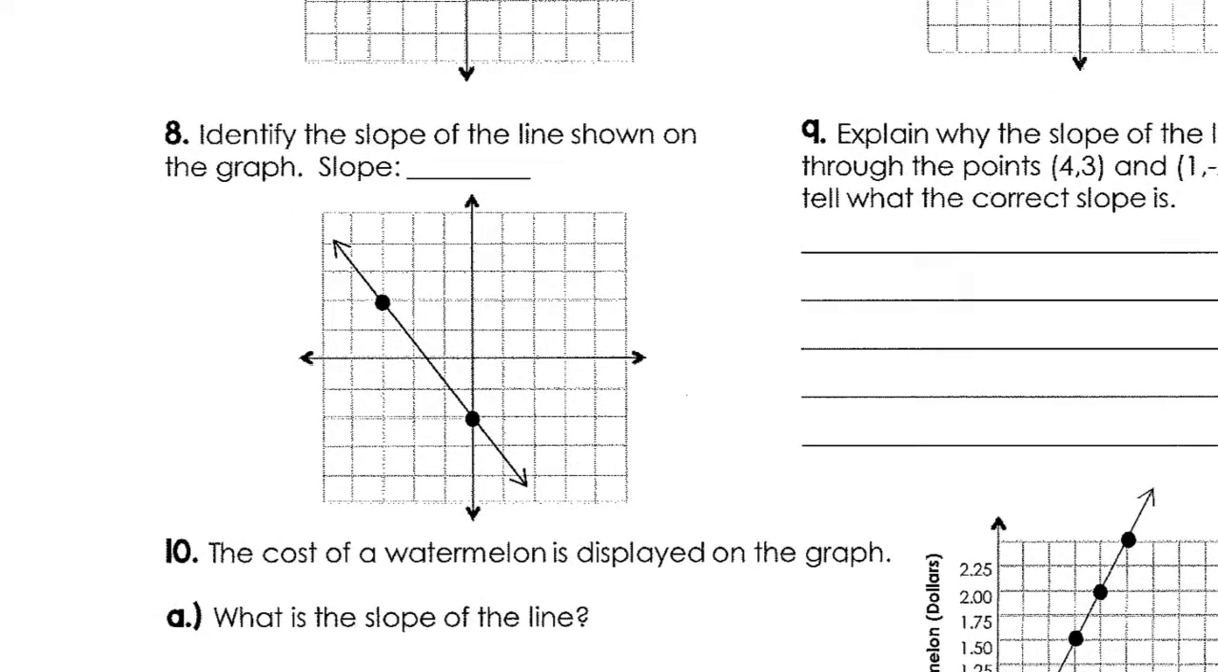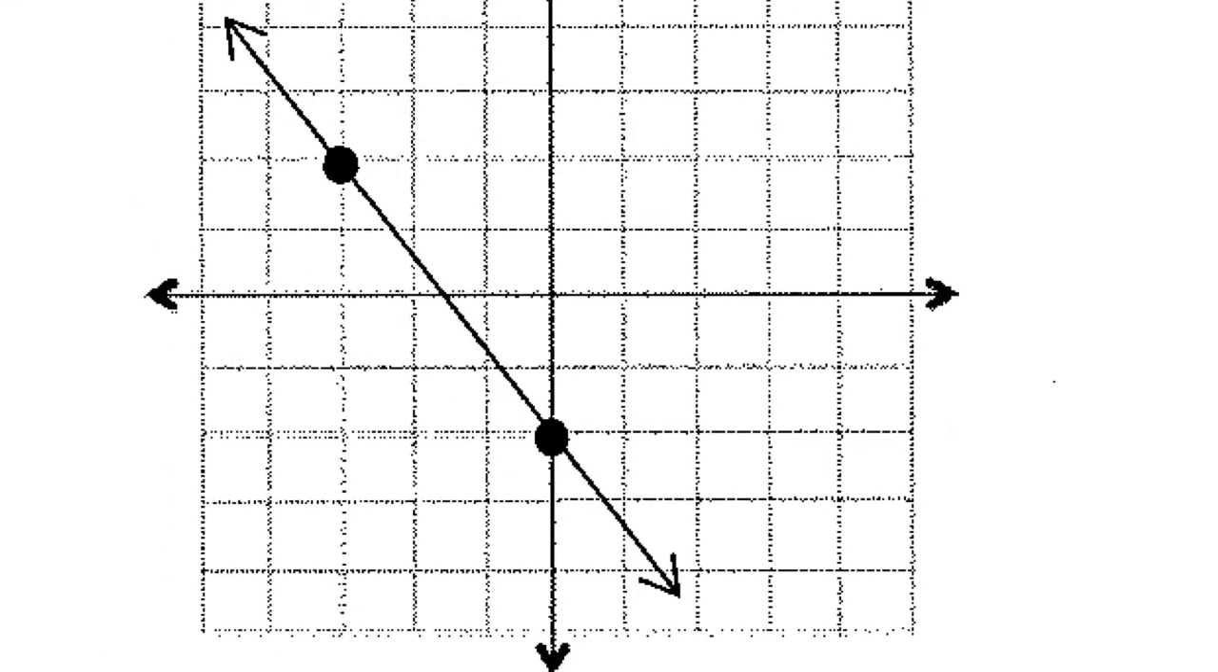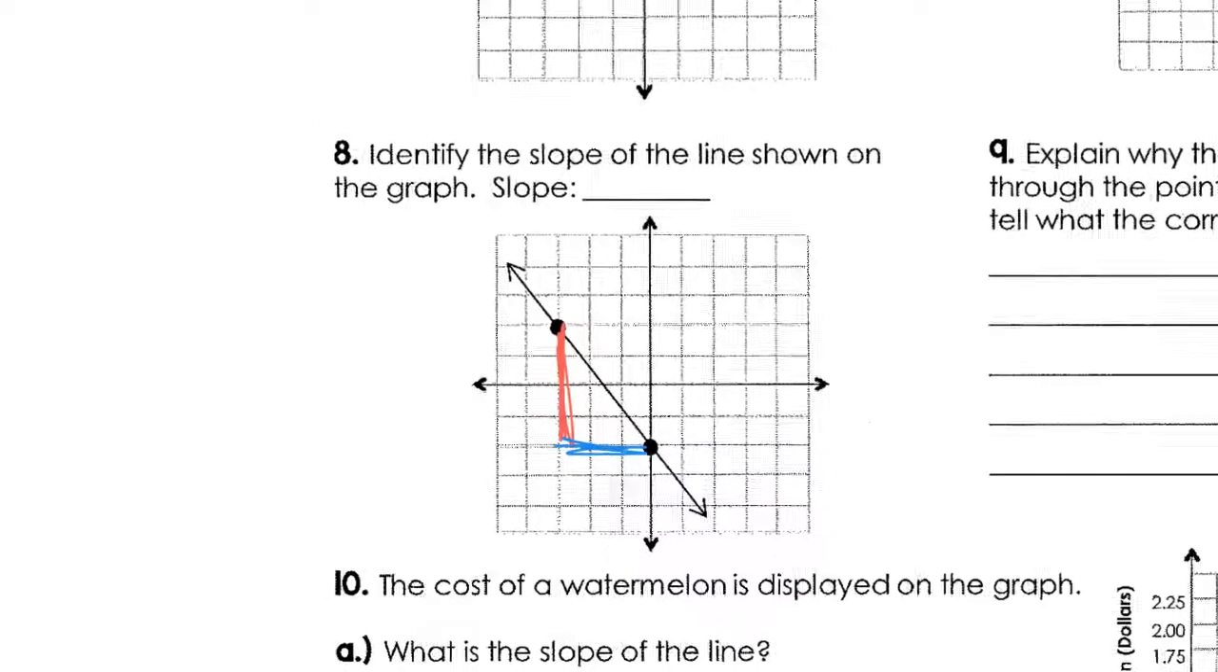On to number 8. It says identify the slope of the line shown on the graph below. I would just do rise over run, or change of y over change of x, or however you want to do it. There's your rise, and there's your run. I'll let you guys figure that out on your own.